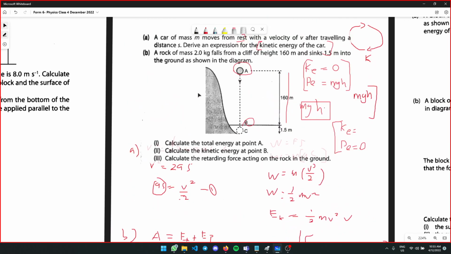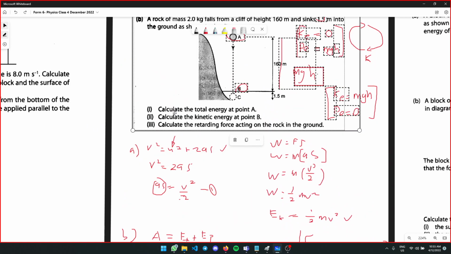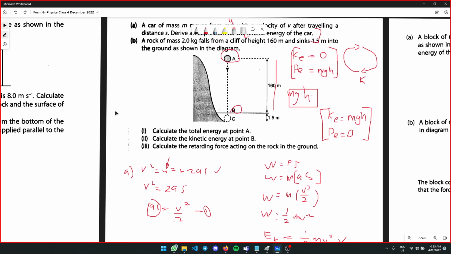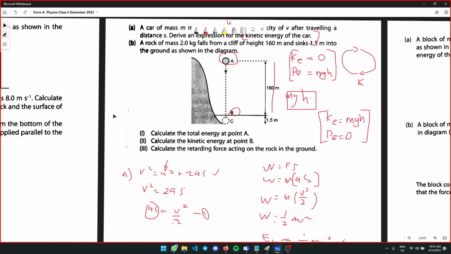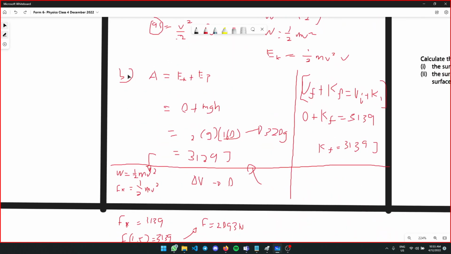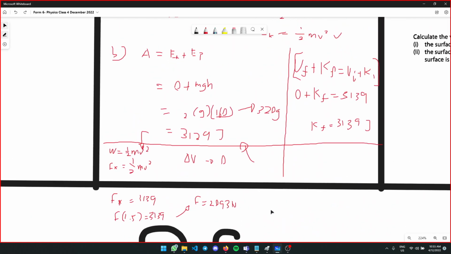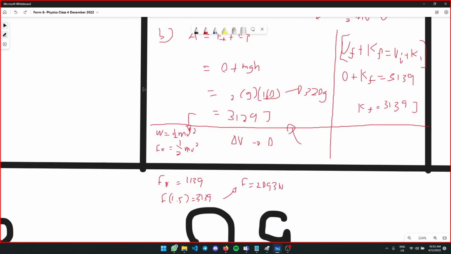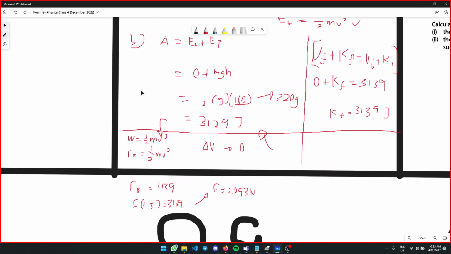Let's say, I'm just saying as an example, whenever the question has the word retarding force, it must have kinetic and potential. All of those things will come together. They're always like a sandwich: got your roti, got your telur, got your sayur. It's always like that. It's like a complete question. All of those things will always come together.